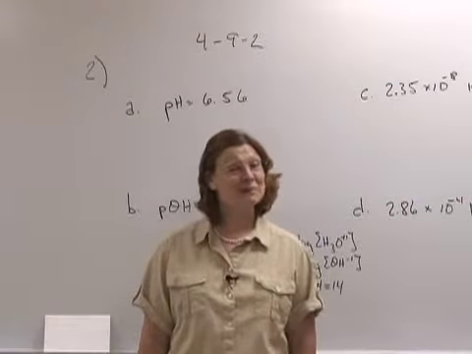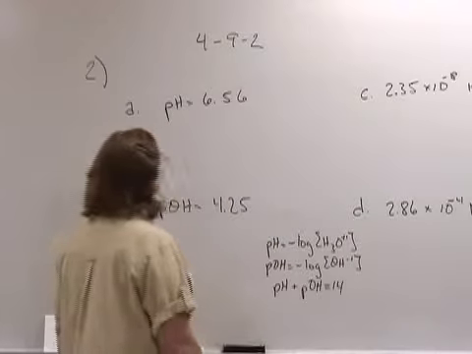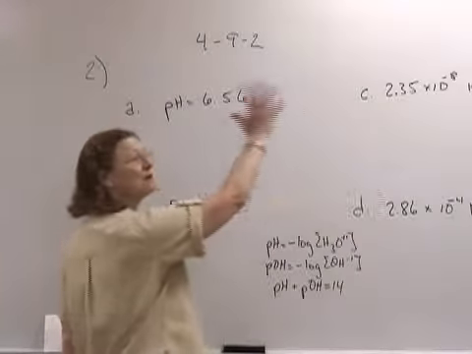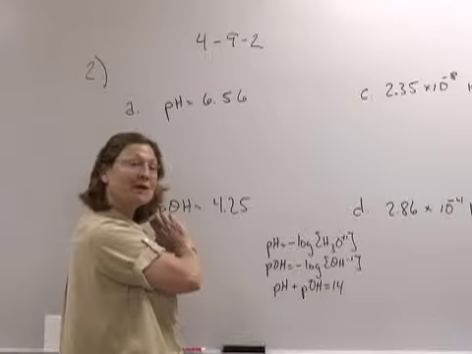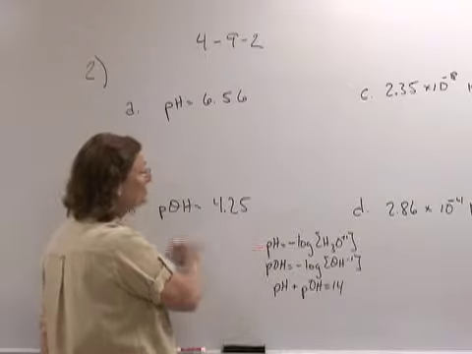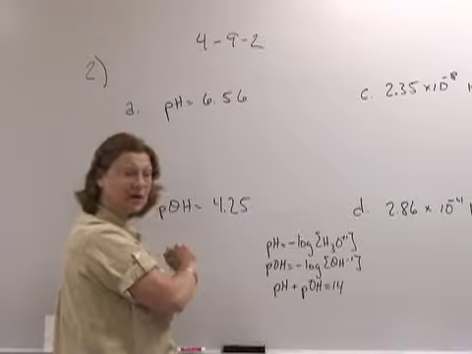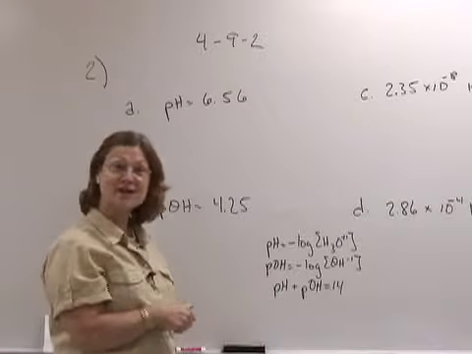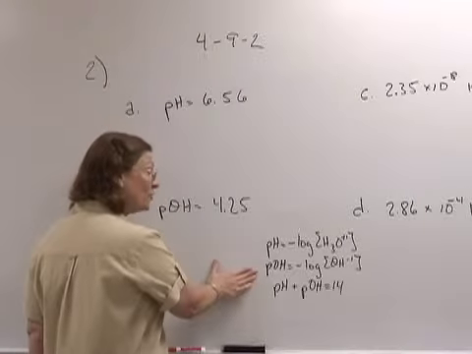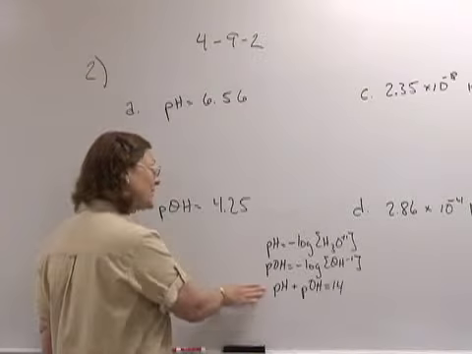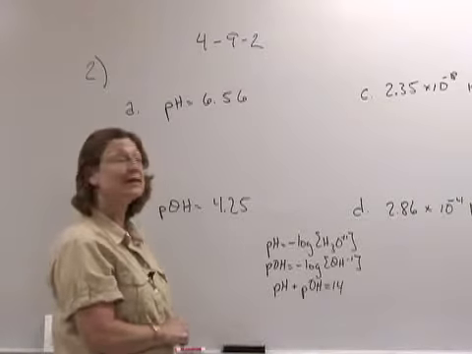Number 2 is a bit of review. We are either determining the pH or determining the concentration of the hydronium ion. We need these 3 equations. pH equals negative log of the hydronium ion concentration, which would be the same thing as the hydrogen ion concentration. The pOH is equal to the negative log of the hydroxide ion. And pH plus pOH is equal to 14.